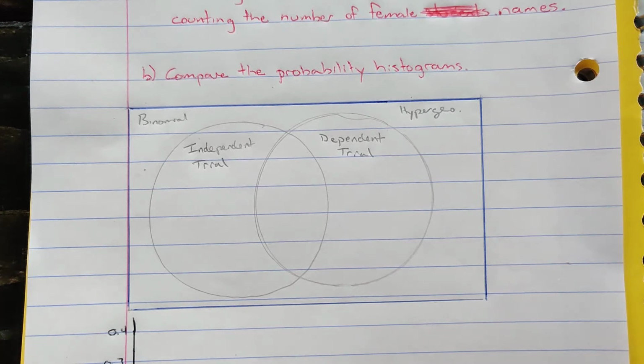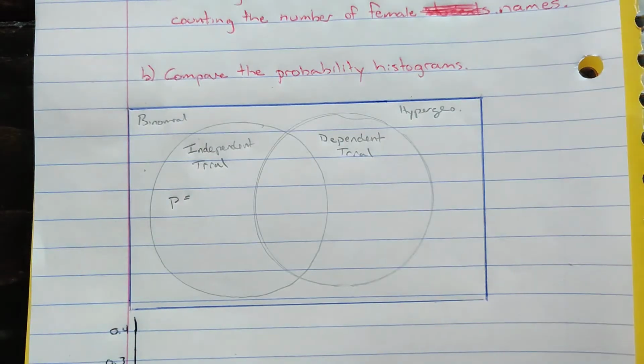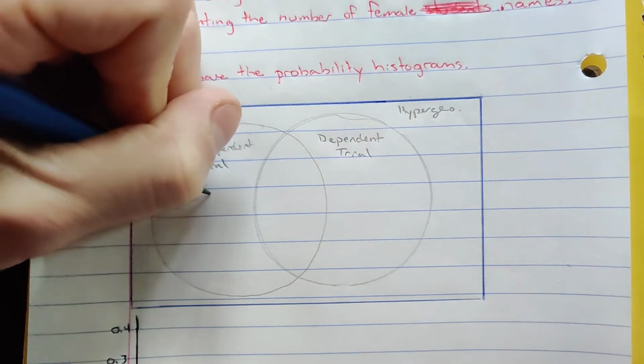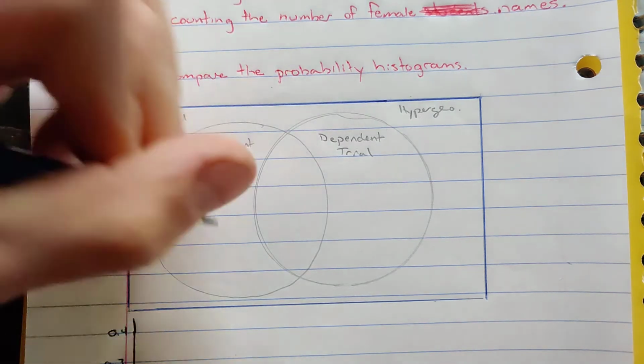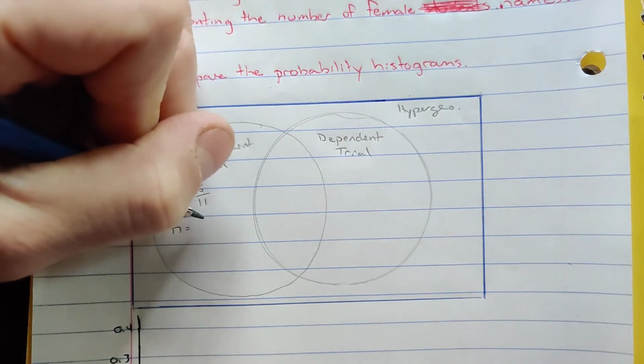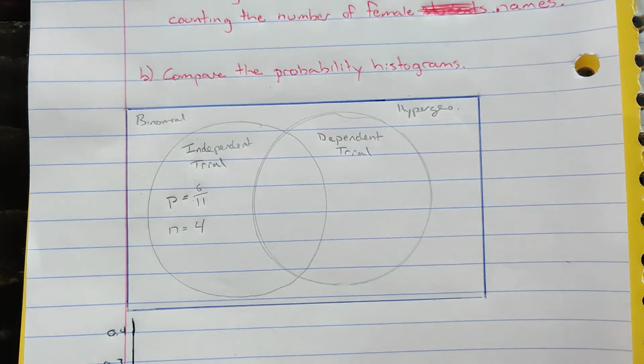When we're looking at the binomial, a couple of the key portions of the formula are our probability of success, which is 6 out of 11, and our number of trials, n, which is 4. So our probability of success is 6 out of 11, and our number of trials is 4.